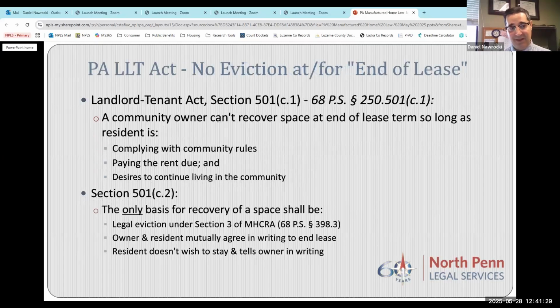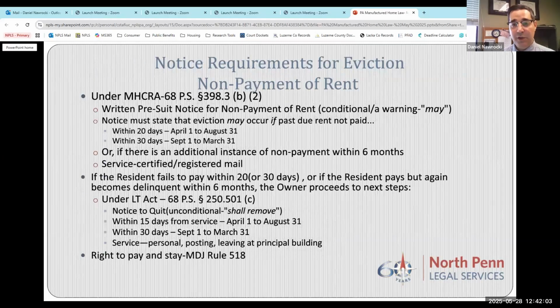So the Landlord-Tenant Act also, that was earlier in time. Again, that was 1951. The Landlord-Tenant Act also specifies that a community owner can't recover space at the end of a lease so long as the resident is complying with the rules and paying the rent. So since the Landlord-Tenant Act, there have been these additional rights that apply to someone who owns their mobile home and is residing in a manufactured home community.